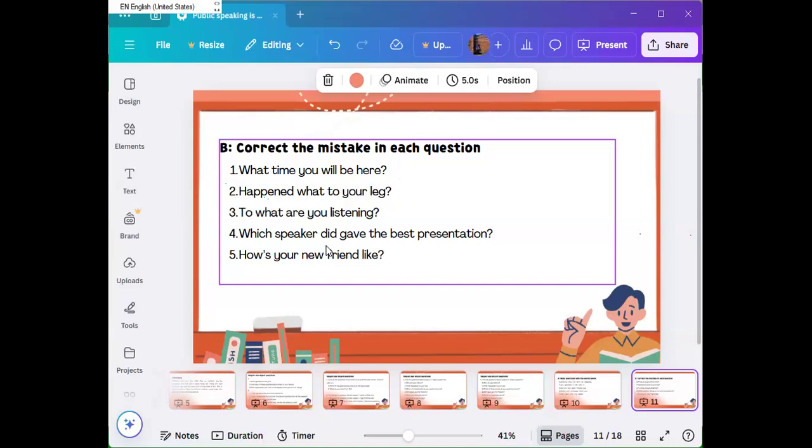What about number 4? Which speaker did give the best presentations? Correct? Here, actually, there is no subject. This one is a subject question. That's why we don't need an auxiliary verb. The question is which speaker. So the answer is the subject, right? So subject, verb, object. We don't need any auxiliary verb because we want to ask the subject question. Which speaker is the subject, give the best presentation. That's enough. So we will not use did.